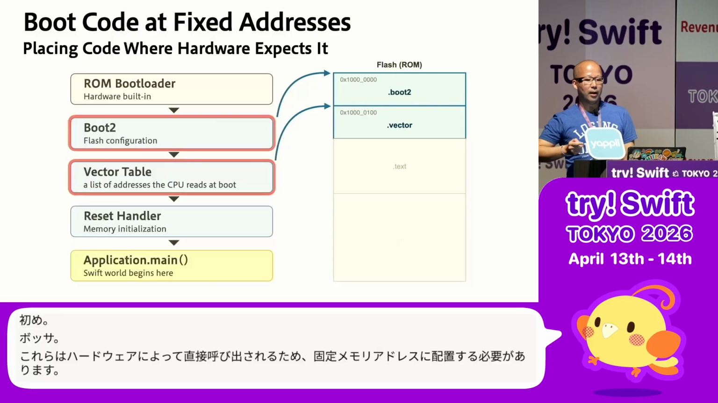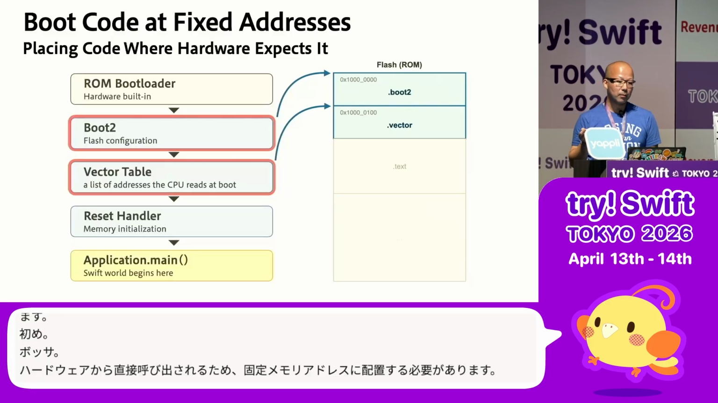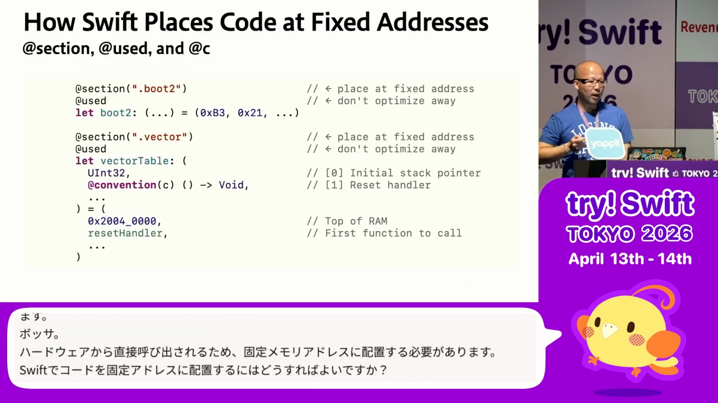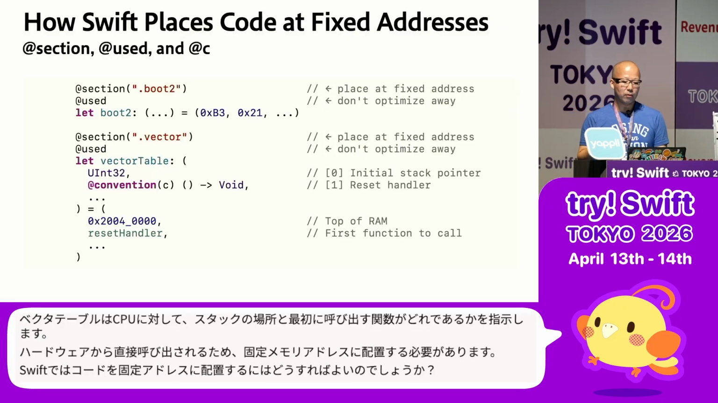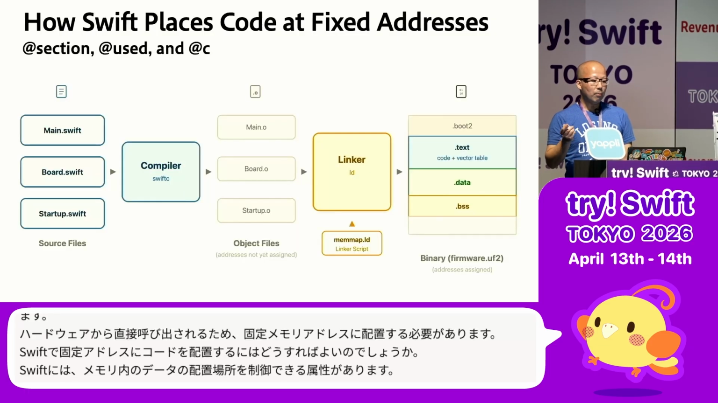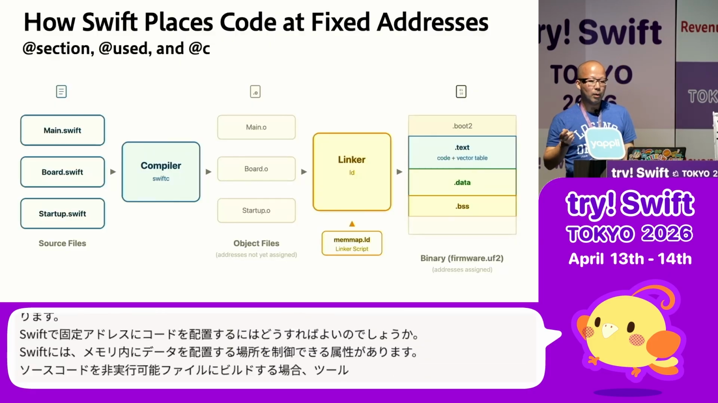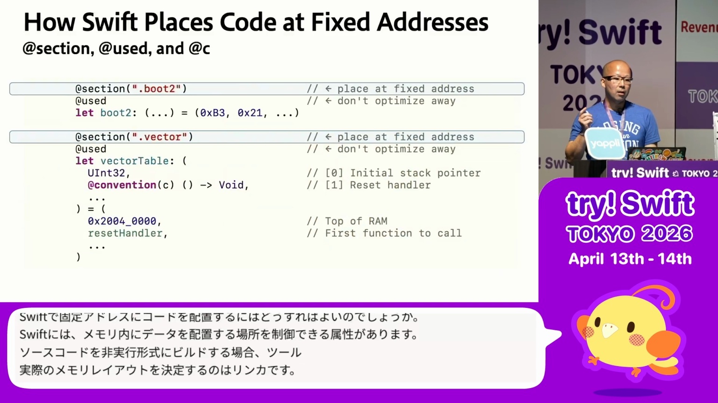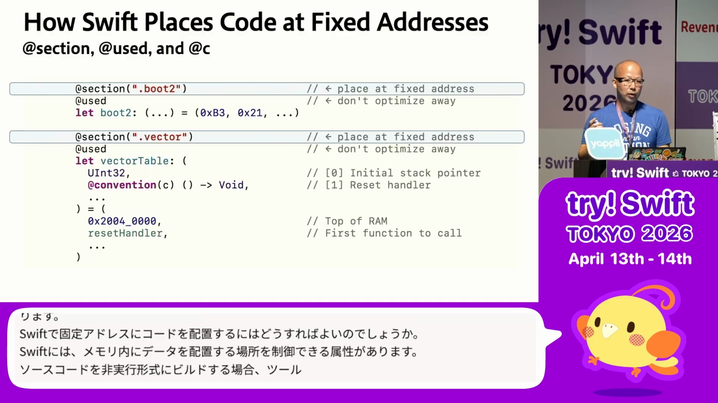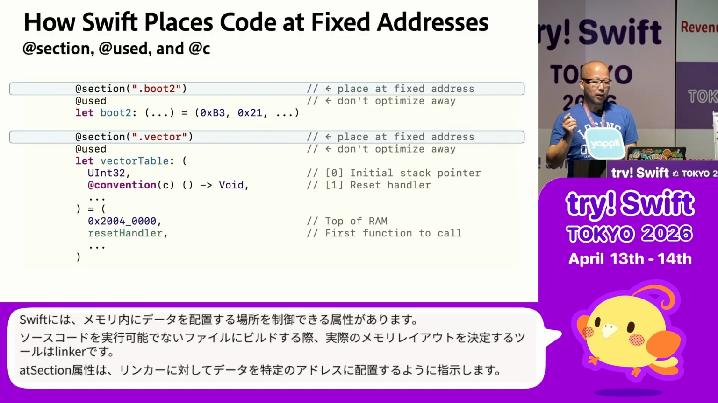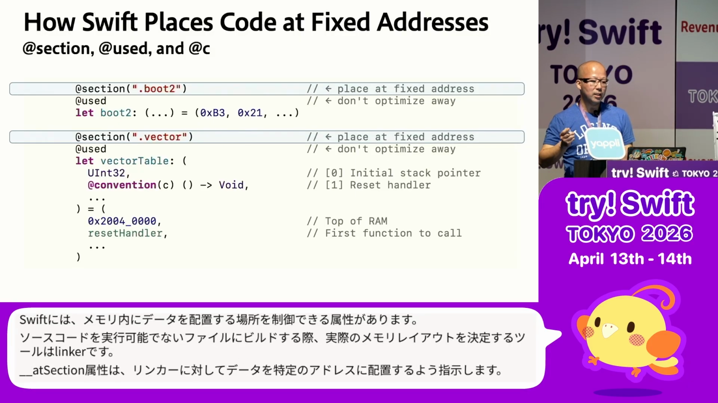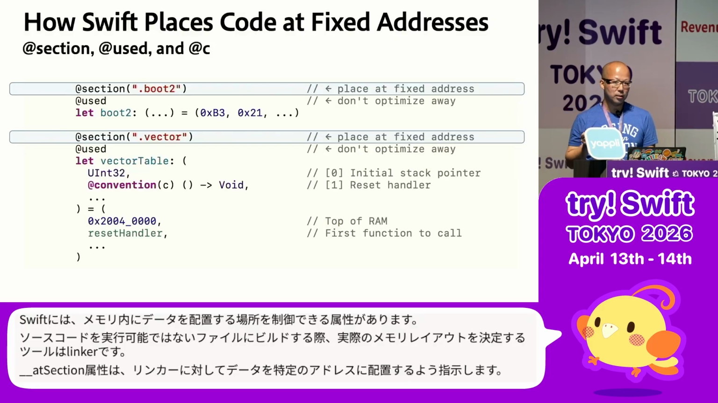How do we place code at a fixed address in Swift? Swift has attributes that let you control where data is placed in memory. When building source code into an executable, the tool that decides the actual memory layout is the linker. The @section attribute tells the linker to place the data at a specific address. The name you give becomes the label the linker uses to decide where in memory it goes.